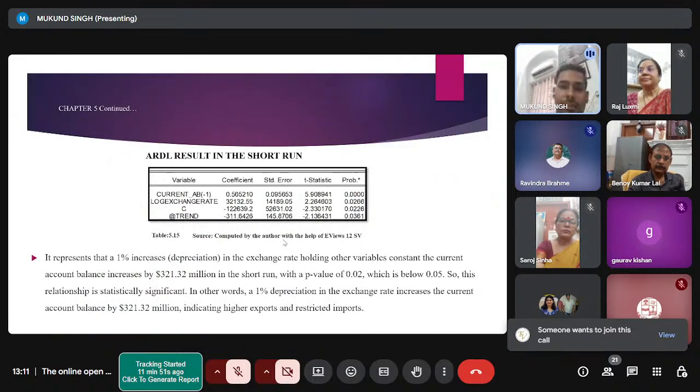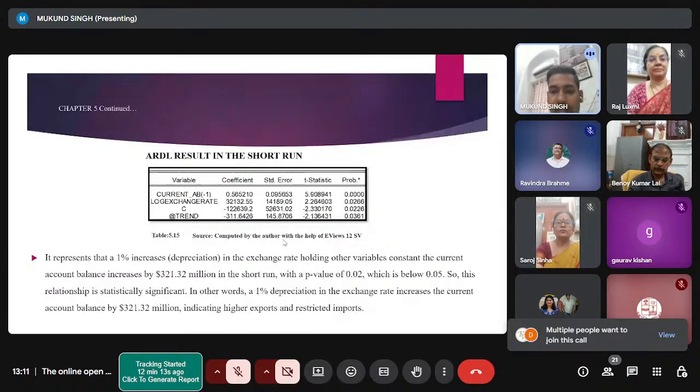Now, through the ARDL model, the short-term coefficient shows there is a positive impact of exchange rate on trade balance. It means 1% increase in exchange rate, the trade balance increases by 331.32 million US dollar in short run, and calculated p value is less than 5% level. So we can say the relationship is statistically significant.